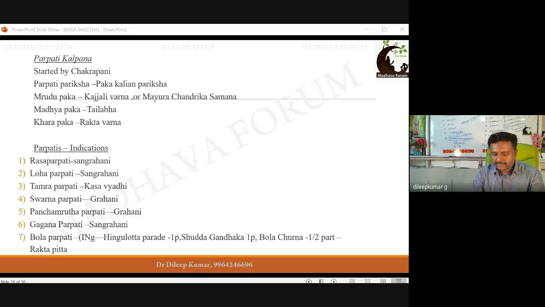Next is Swarna Parpati. Parada, Gandhaka and Swarna. Parada is 50 grams, Gandhaka 50 grams, Swarna 1.5 grams. Usually wherever Swarna is used in medicine preparation, the dose is always less. So 50 grams of Parada, 50 grams of Gandhaka and 1.5 grams of Swarna.